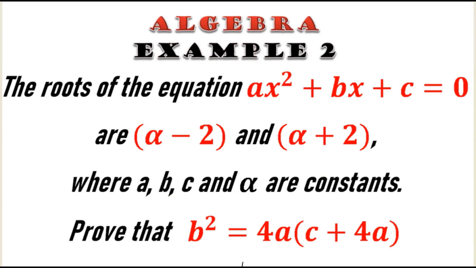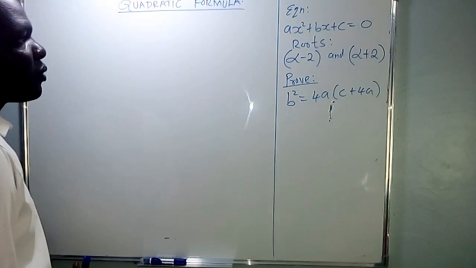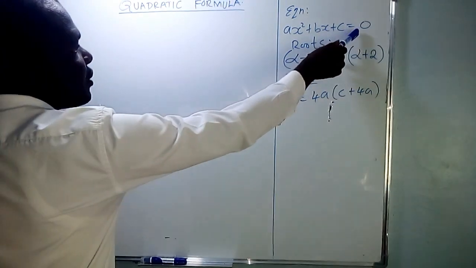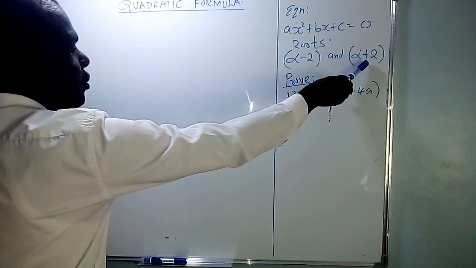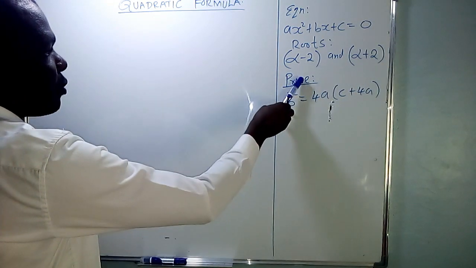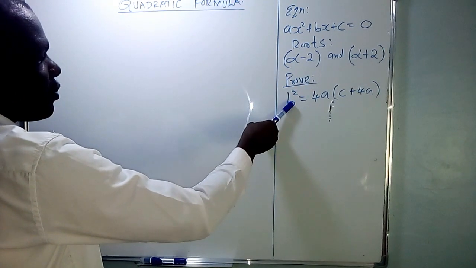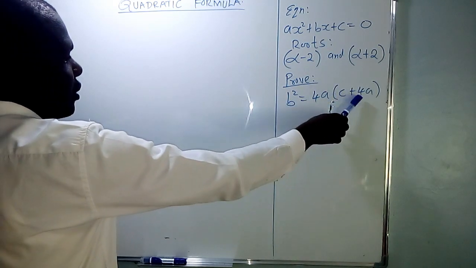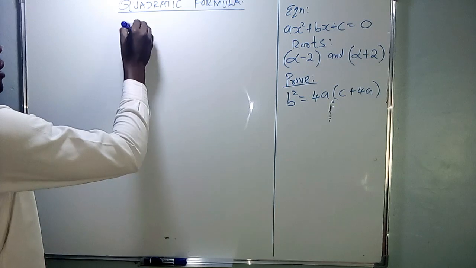Example 2: the roots of the equation ax squared plus bx plus c equals 0 are alpha minus 2 and alpha plus 2, where a, b, and c are constants. Prove that b squared is equal to 4a into c plus 4a. So you've been told the roots of the equation are alpha minus 2 and alpha plus 2, where a, b, and c are constants. So prove that b squared is 4a into c plus 4a. Solution.